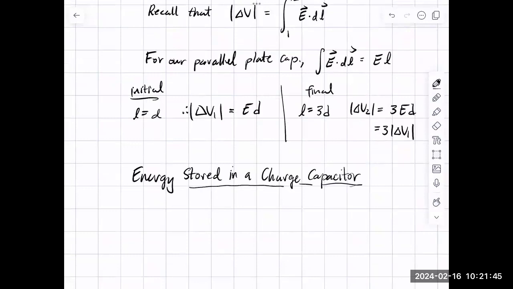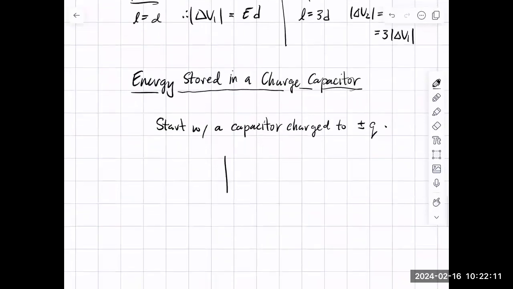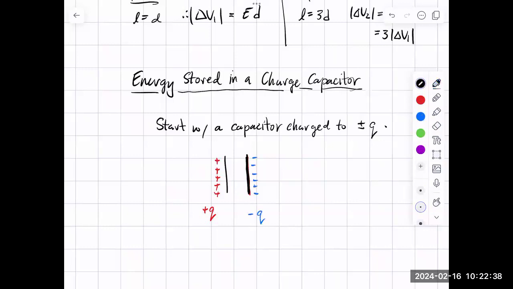And so we'll use a lot of the techniques that we developed over the past couple of weeks. So let's start with a capacitor charged to, let's say, plus minus Q. Okay, and so we can draw that. What we'll do is put some positive charge over here. We'll call this plus Q. In fact, I'm going to move my other plate a little bit further away so that we can think about what's happening inside. Okay, and so this one is charged to minus Q.